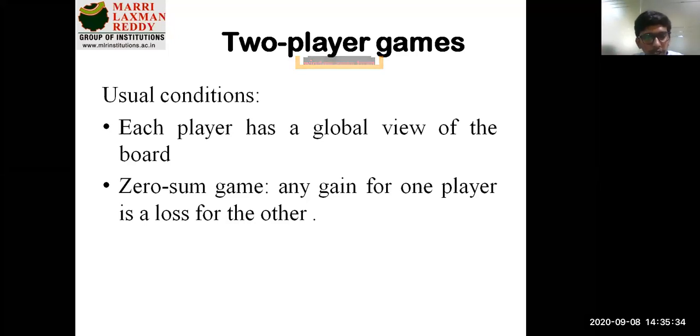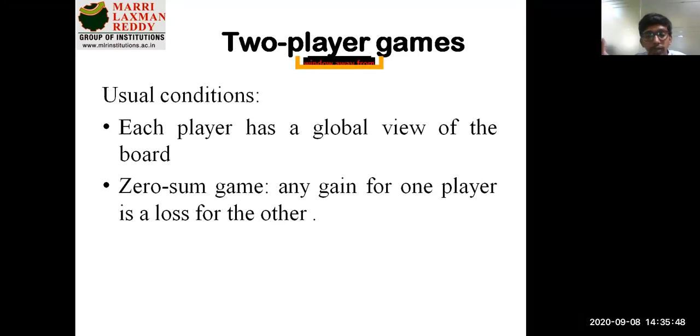Next one is zero sum game. Any gain for one player is a loss for the other. Definitely, if one person is gaining, the other person will lose. So +1 and -1 will be taken as 0. This is what we discussed when I discussed the tic-tac-toe problem. So the sum should be equal to 0.